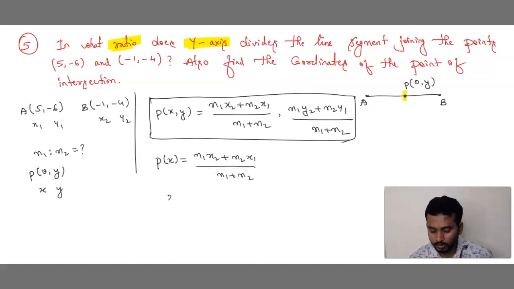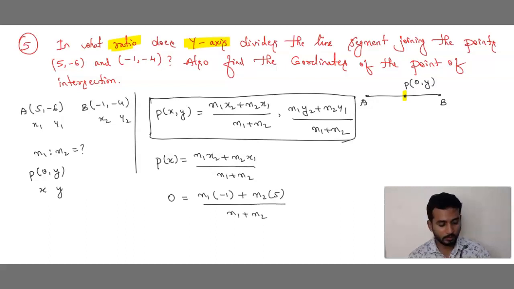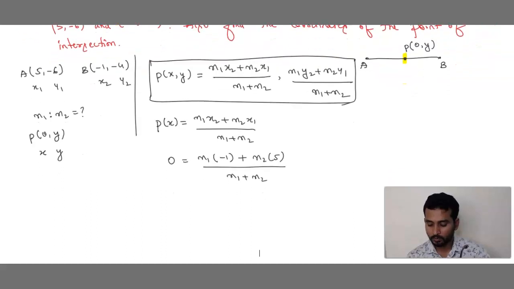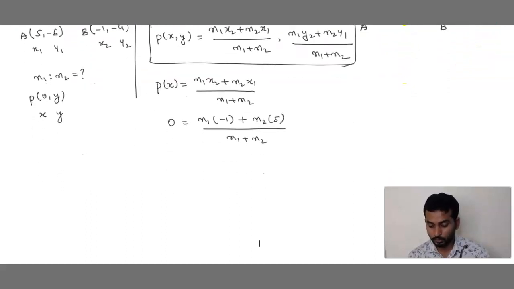I am going to take x is equal to m1. What is P of x? X value is 0. Let me substitute here itself. X is 0, m1 we don't know, into x2 which is minus 1, plus m2 we don't know, x1 is 5, by m1 plus m2.